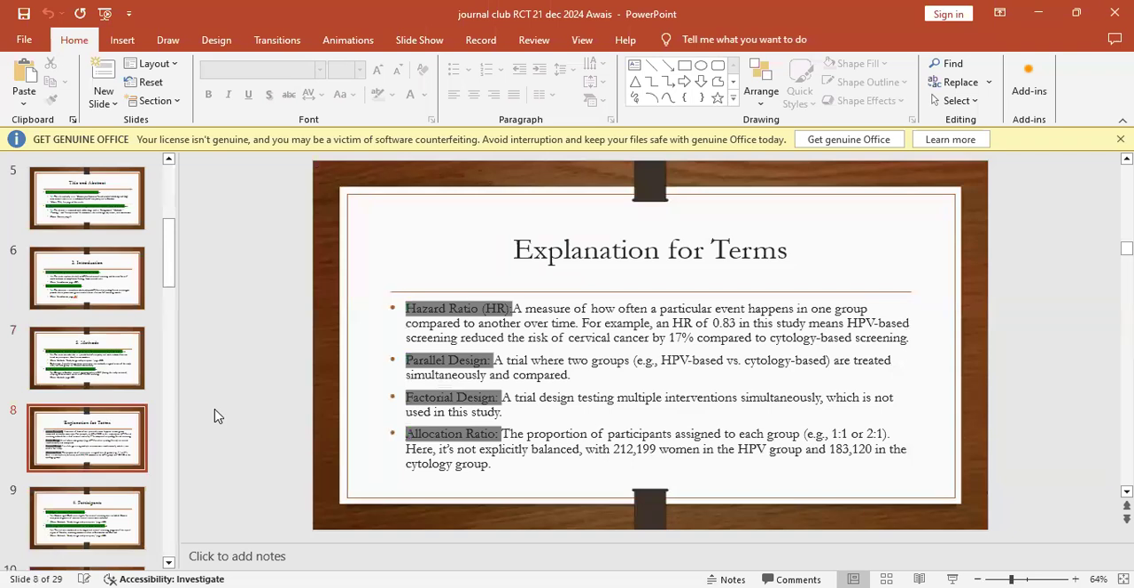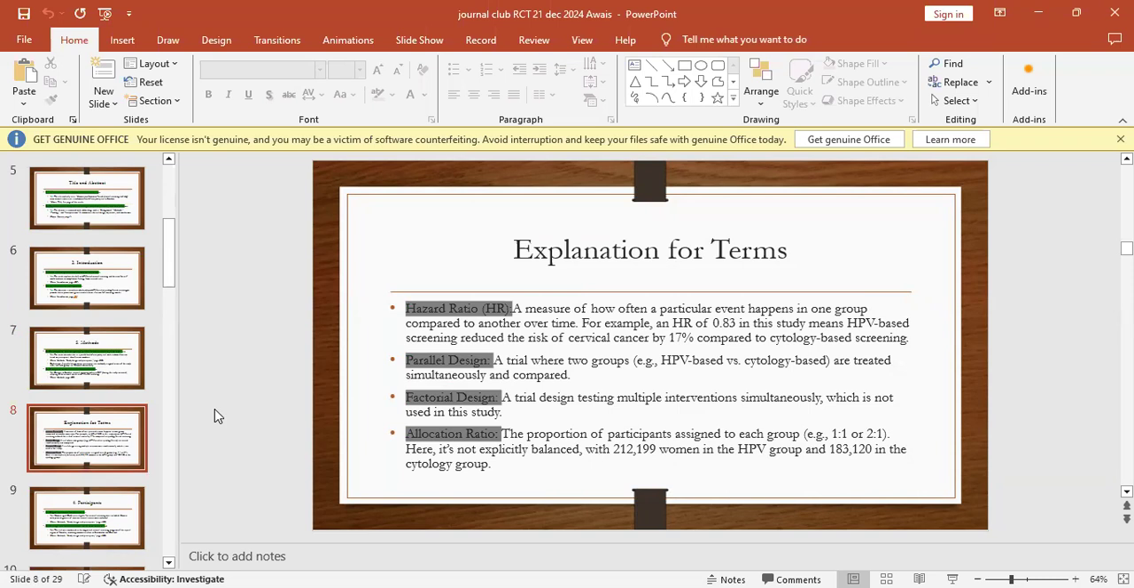The parallel design, that is also adopted in this study, is a trial where two groups, for example, human papillomavirus-based versus cytology-based, are treated simultaneously and compared. And the factorial design means a trial design testing multiple interventions simultaneously, which is not used in this study.